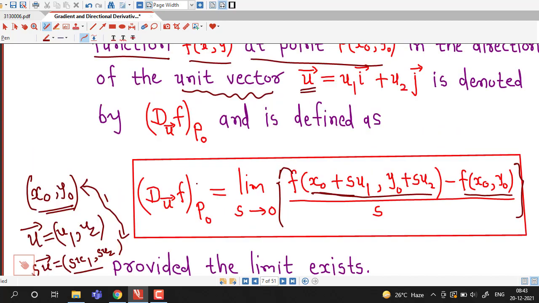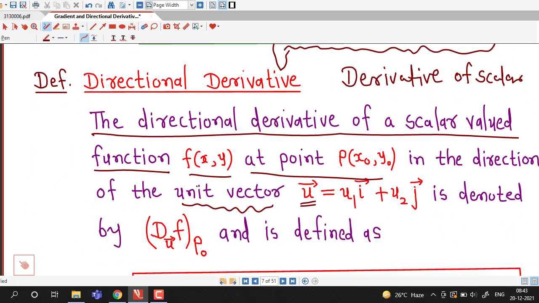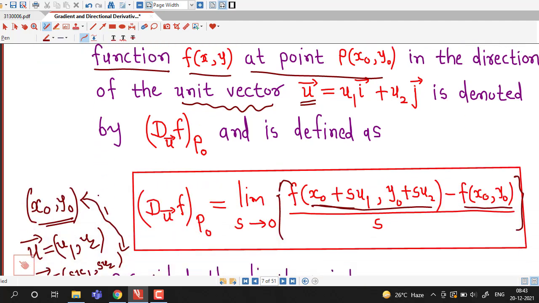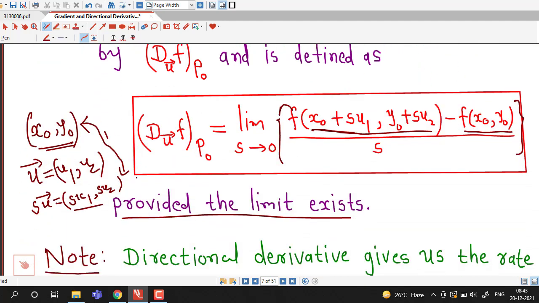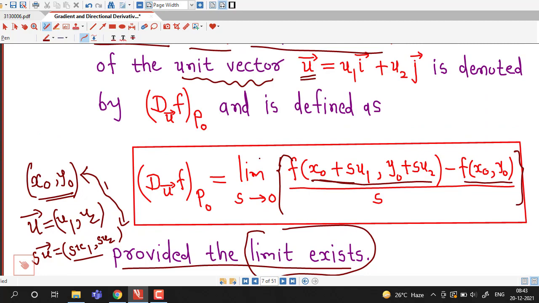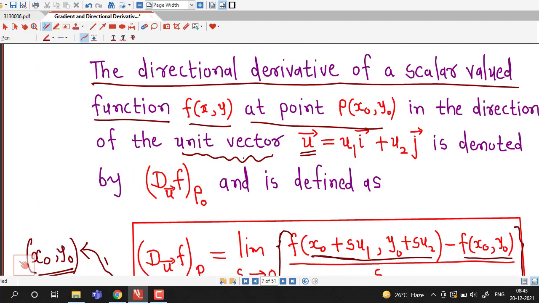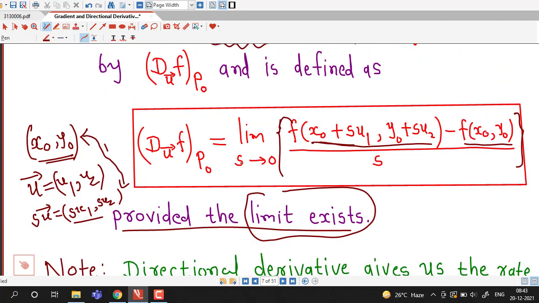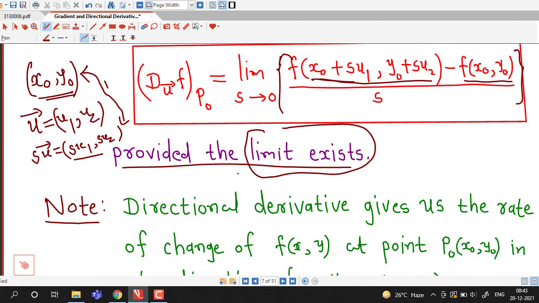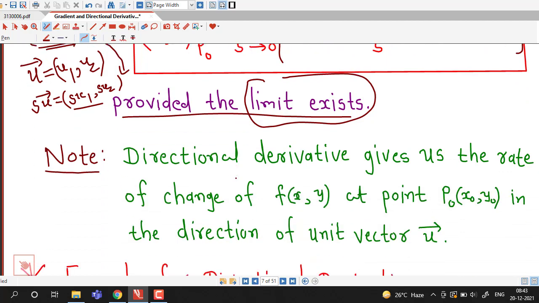Now in our course we are not going to use definition to calculate directional derivatives. It is always not possible to calculate this type of limits. Sometimes it is not comfortable even if it is possible. So we are not going to use this definition to compute directional derivatives. Instead of that we are going to use one efficient formula for the calculation of directional derivative.